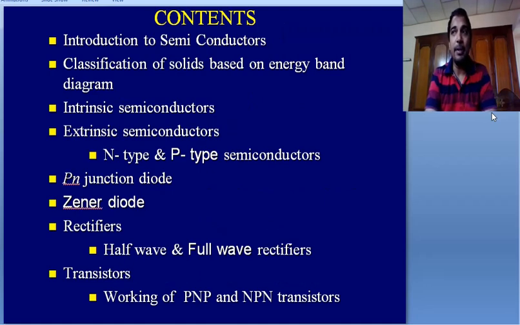The basic contents in this course are Introduction to Semiconductors, Classification of Solids based on Energy Band Diagram, and Types of semiconductors: intrinsic, extrinsic, and in that n-type and p-type semiconductors. Then the application parts: PN junction diode, Zener diode, rectifiers, half and full wave, and transistors, the basic working of PNP and NPN transistors. Right, we start.